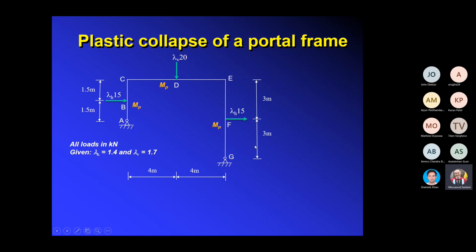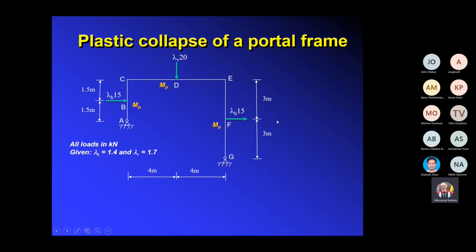All the dimensions are given here. The frame is 8 meters in the horizontal direction. The load at D is applied in the middle, so we have 4 meters, 4 meters. Column AC is 3 meters long, and the load is applied in the middle. Column EG is 6 meters high, with the load applied in the middle in this direction. So this is the problem that we have.